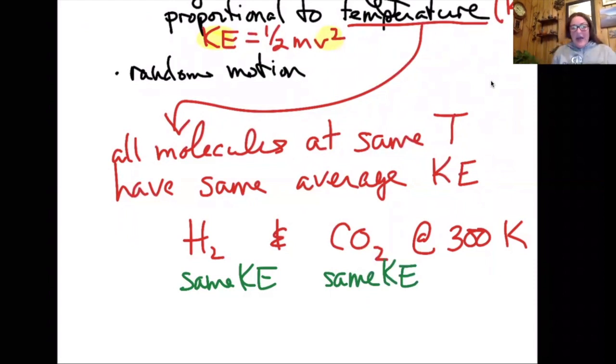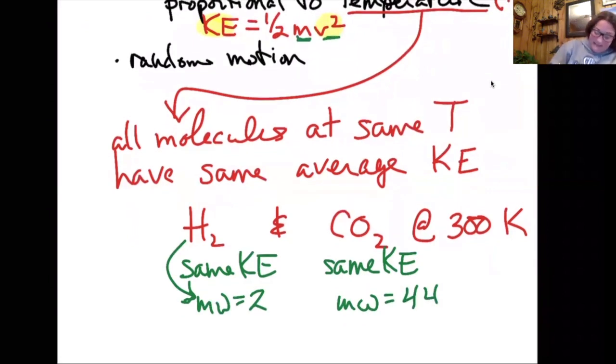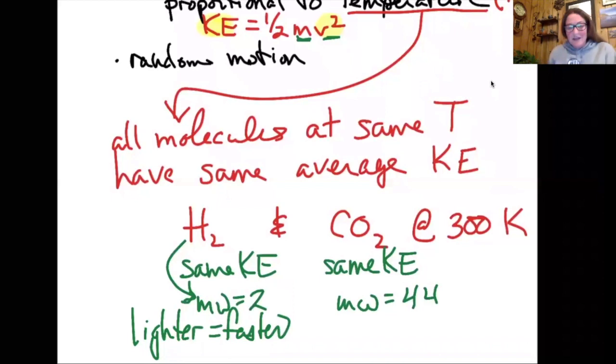However, if I look at their masses, which I can look at indirectly from their molecular weight, this has a molecular weight of 2, and this has a molecular weight of 44. Since kinetic energy depends on mass and velocity, it will follow that the one that's lighter will be faster to have the same kinetic energy. Heavier will be slower.